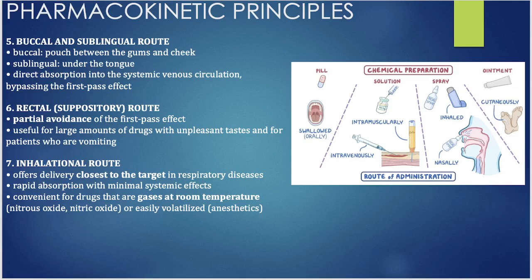Buccal and your sublingual route. You have your buccal and your sublingual route. Buccal, pouch between the gums and the cheek. Sublingual, under the tongue. There is a direct absorption into the systemic venous circulation. Still, bypasses the first pass effect. You know the sublingual? Ilalim ng ating dila.